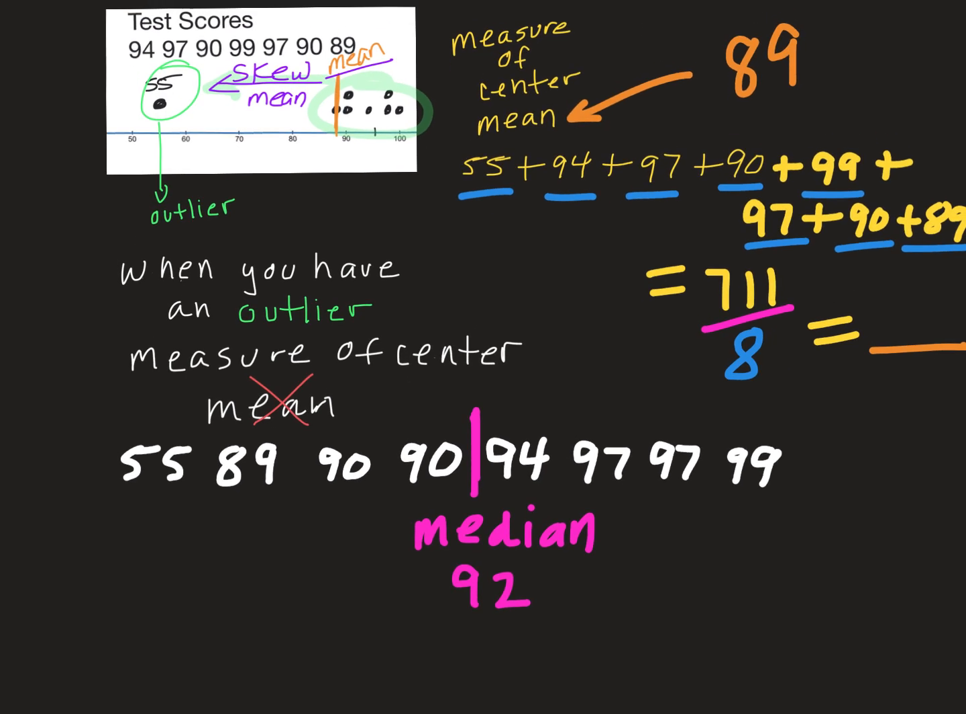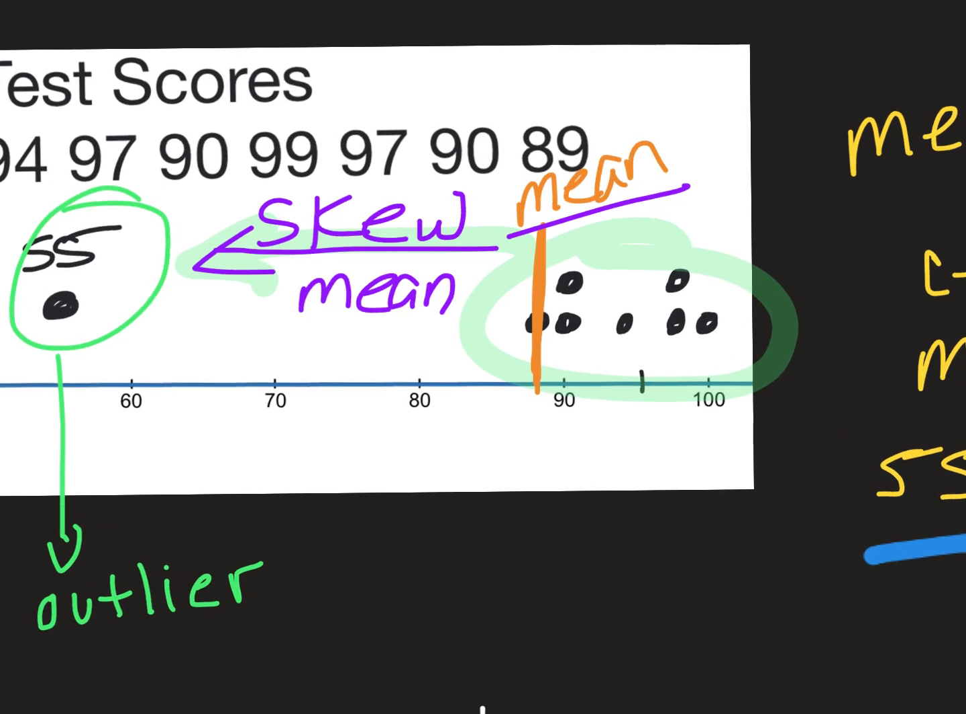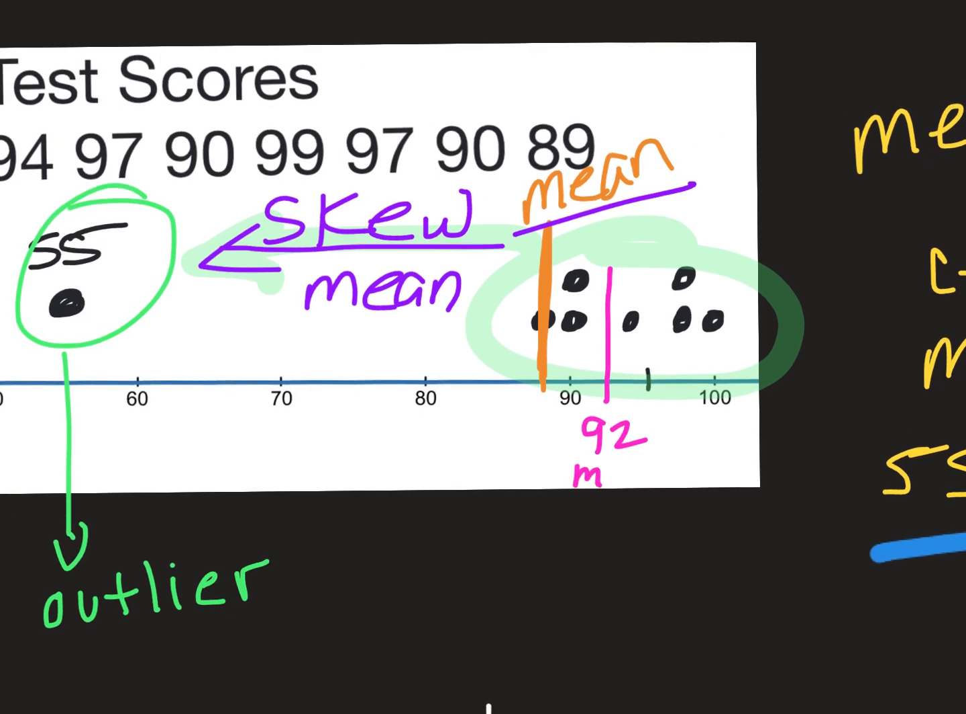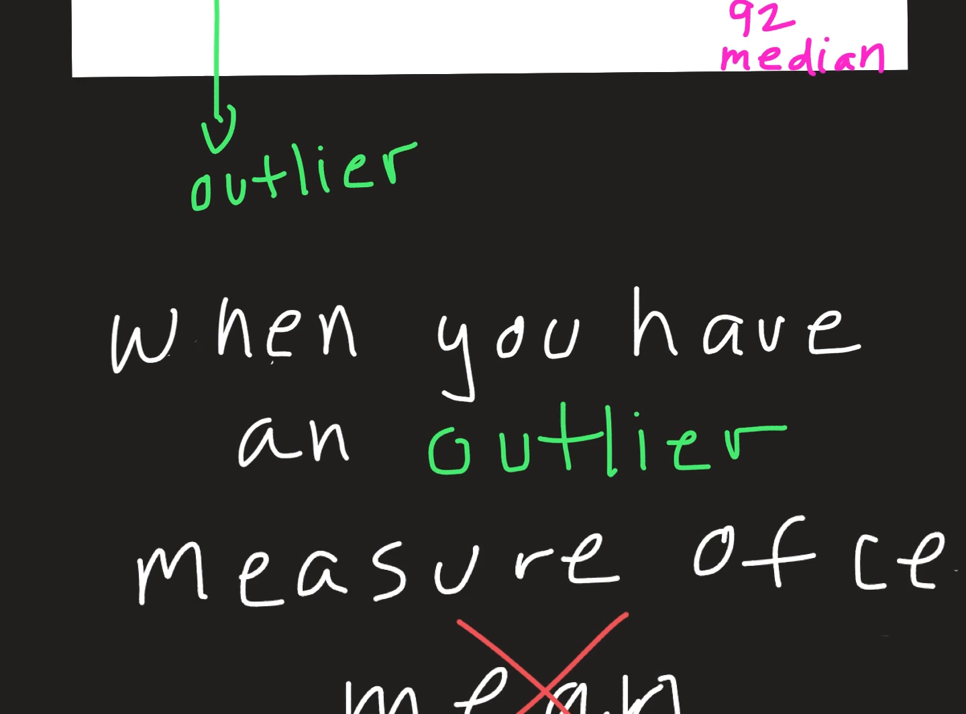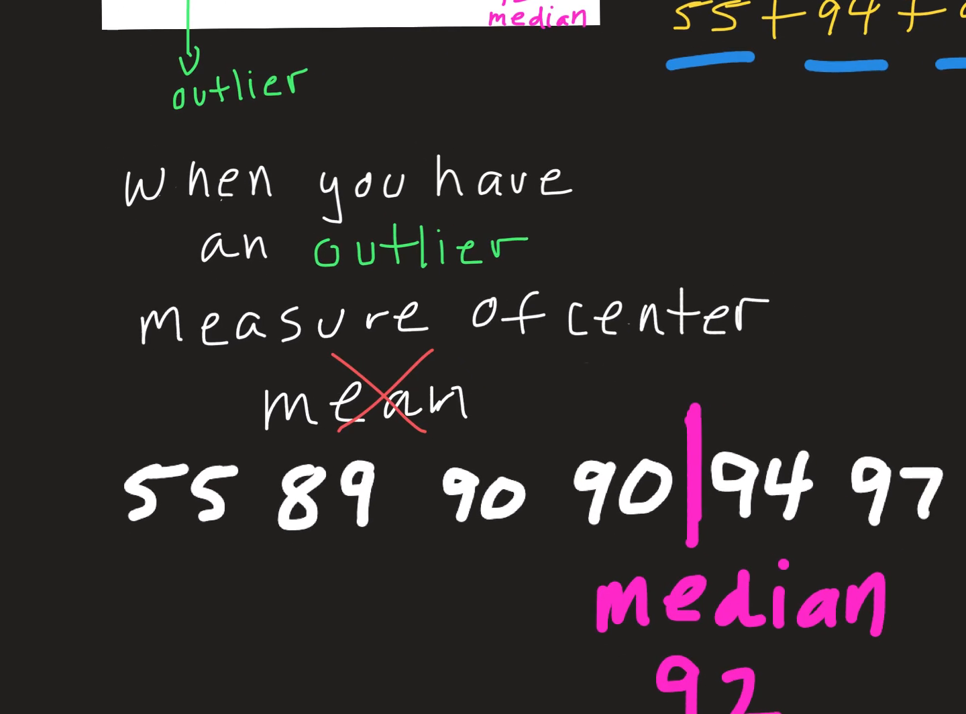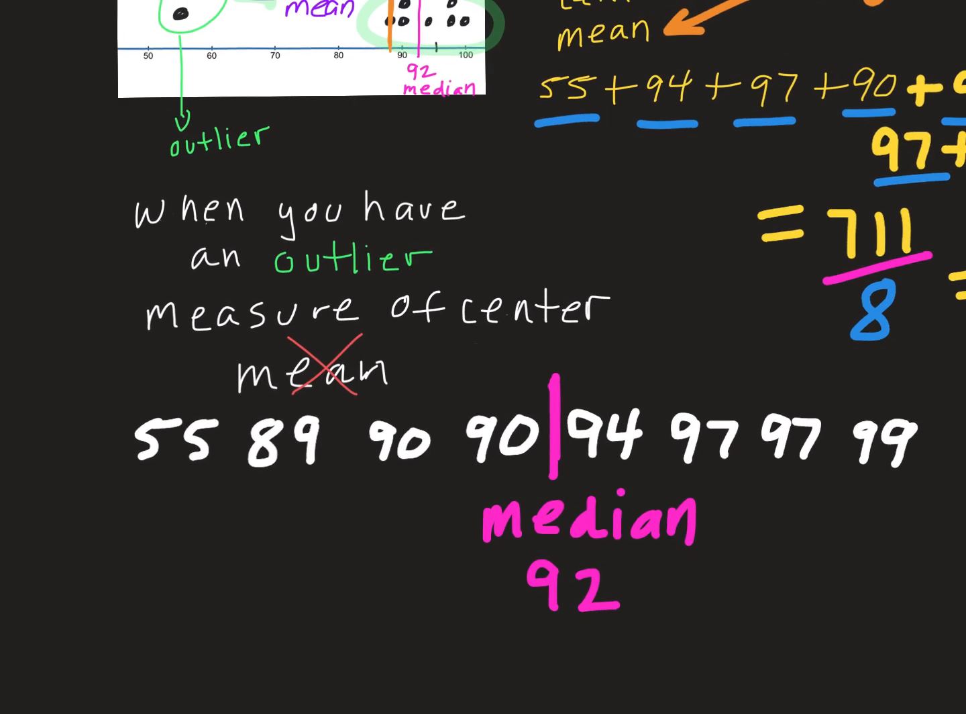So if I go back to my dot plot and I go up to 92, you'll see that the median is not exactly in the middle, but it's closer to the middle than the mean. So whenever you have an outlier, the measure of center that you use instead of the mean is going to be the median.